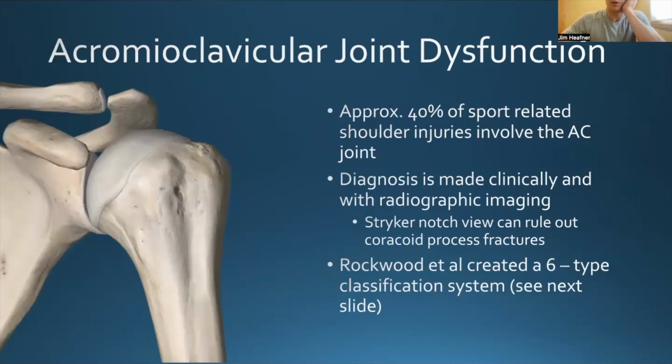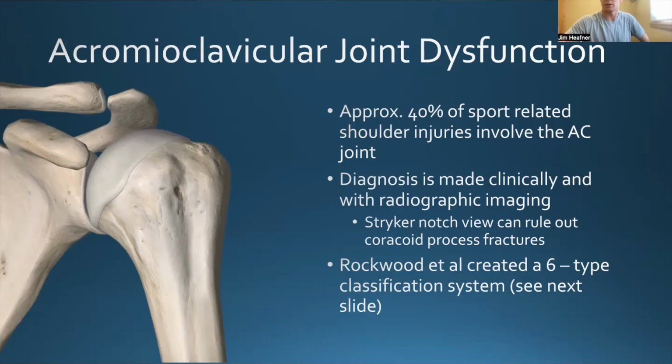Next thing is acromioclavicular joint dysfunction. Approximately 40% of sport-related injury shoulders involve the AC joint. So if the person comes in and they're having anterior superior shoulder pain after some sort of sport injury, an AC joint problem is going to go up higher on your list right away, especially if there's some sort of trauma involved with it.